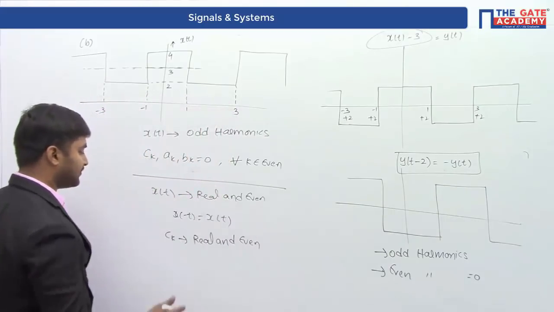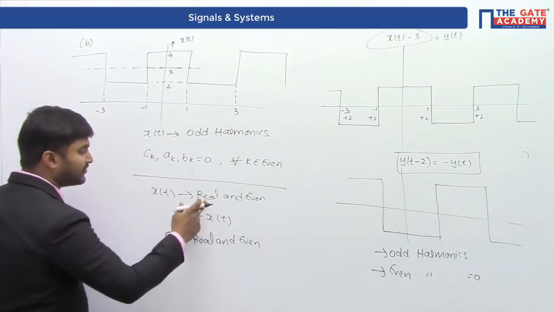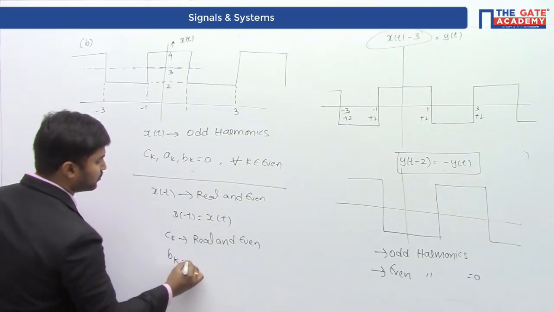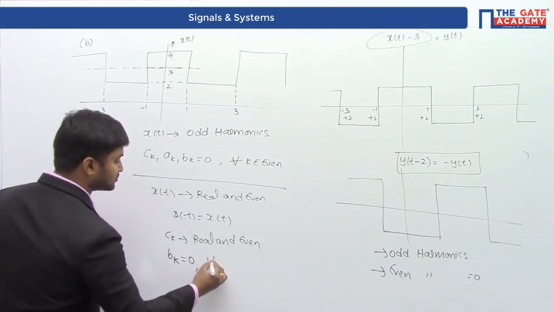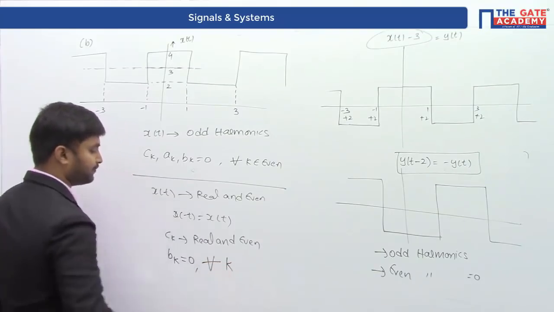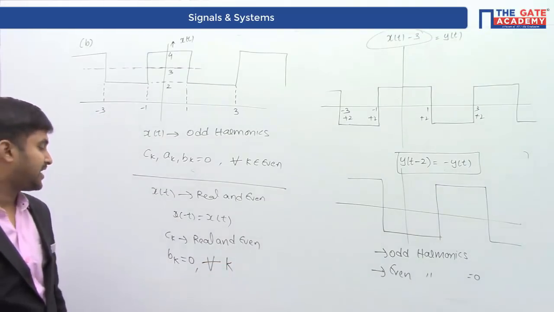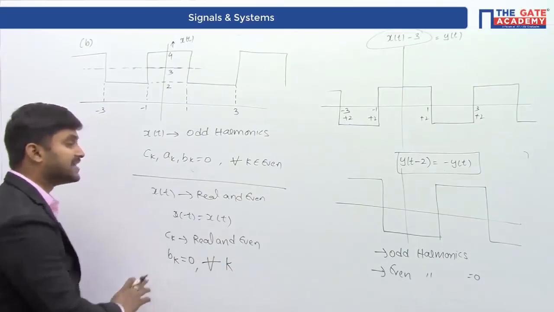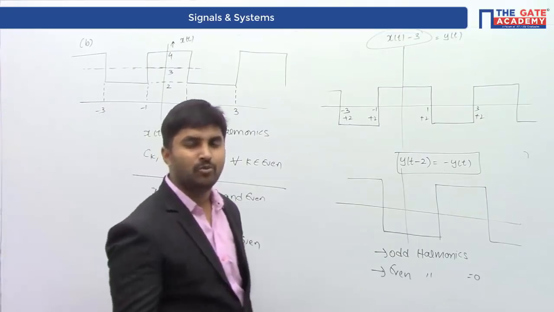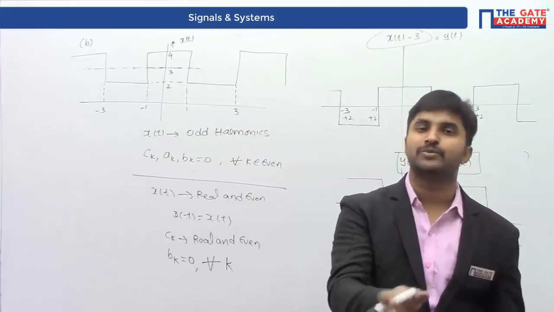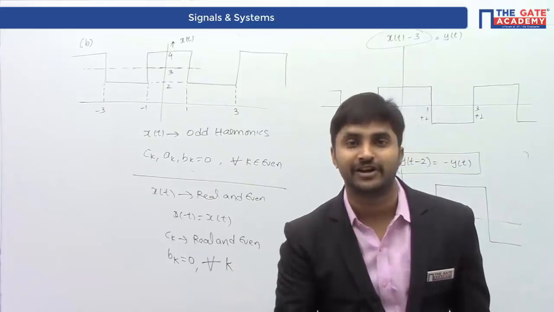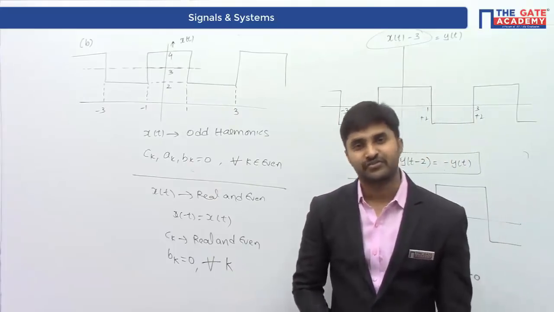Next one is the values of AK and BK. Whenever the signal is real and even, the value of BK is always equal to 0 for all K. Okay, AK will be there. AK may not be 0, but BK is definitely going to be equal to 0. BK is nothing but the coefficient of sine components.